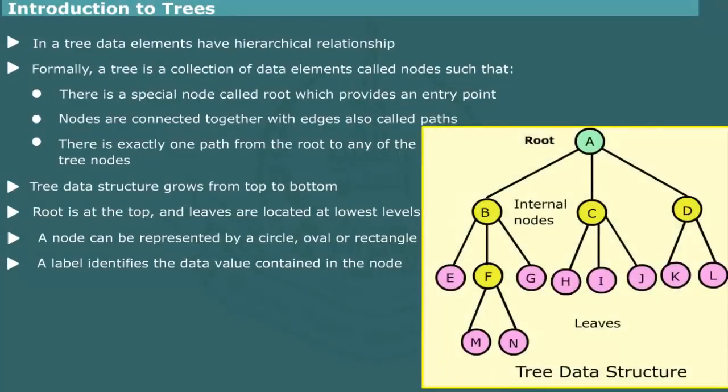Figure shows an example of tree data structure. In this structure, A is root node. E, M, N, G, H, I, J, K, L are leaves. All other nodes are the internal nodes.